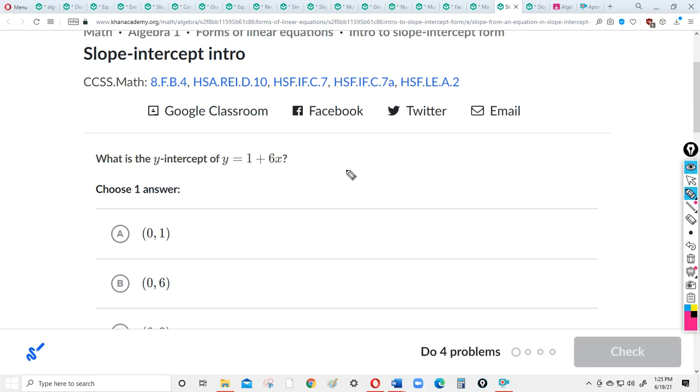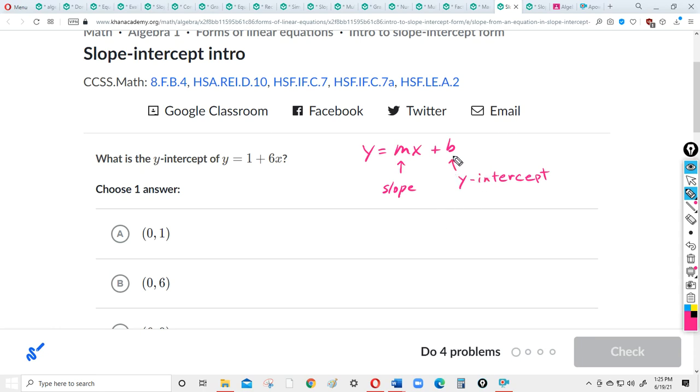Alright, remember the equation for a line in slope-intercept form. It is just y equals mx plus b. Okay, m is your slope. That's the number that is with x. And b is your y-intercept. Okay, that's a dash right there. That's not a minus sign.